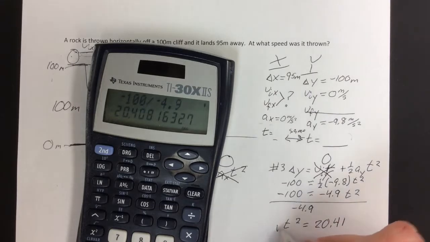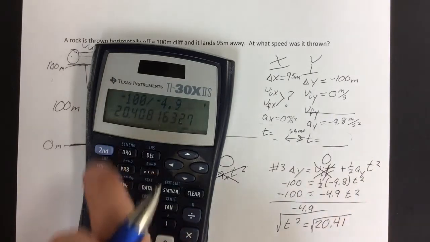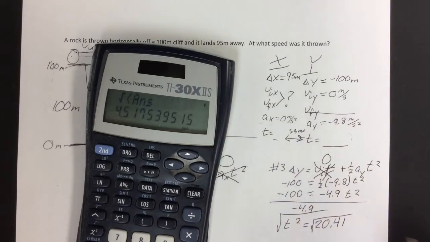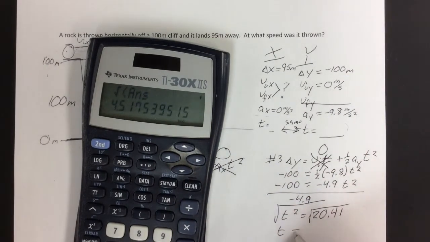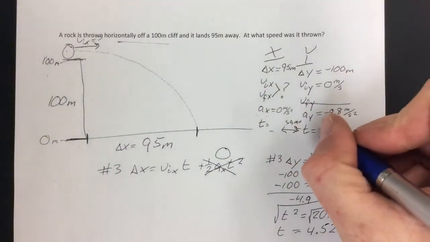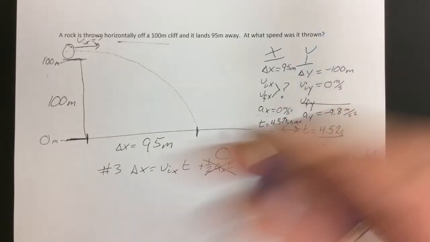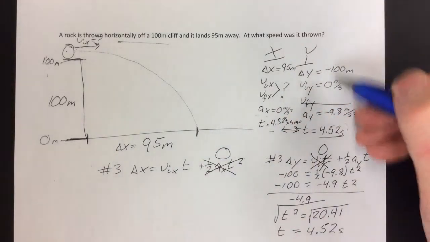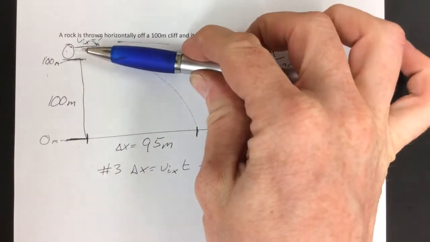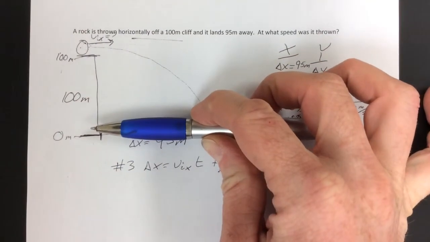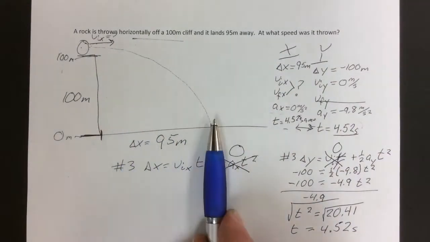Now remember, that's t squared. So we take the square root of both sides, square root of my answer, and we get t equal to 4.52 seconds. Now I'm going to want to use that number later, so I hit store, and I'm going to store that as A, so we can come back to that. So my time is 4.52 seconds, and that's for both the x and the y direction. Once I determine the time in the y, that's how long it took to go from here to here. That's also the same amount of time that it takes to go from here to here.